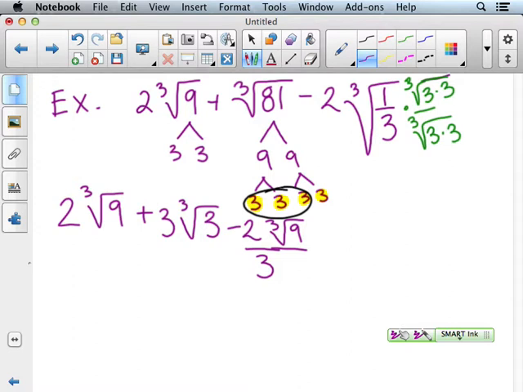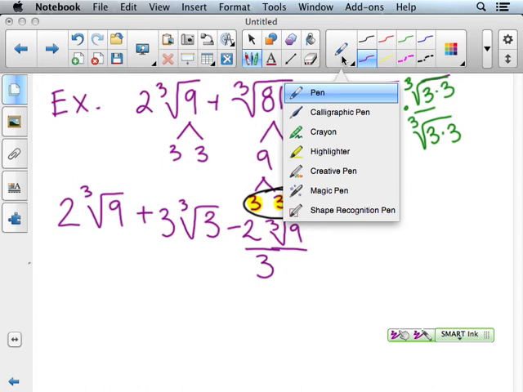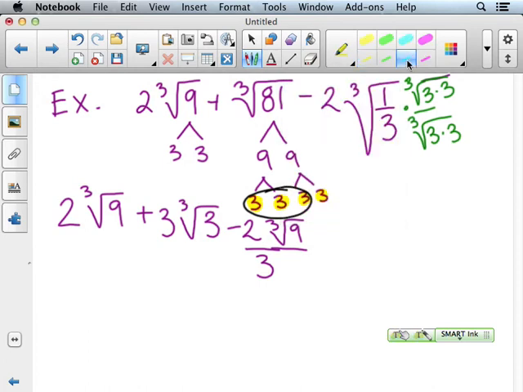In order to add and subtract, we need to have the same index and the same radicand. So our first term has a cube root 9 and our last term is cube root 9. The middle term is cube root 3, so we can't combine those. The ones that we can combine are the first and the last. Good. So now it's a matter of adding 2 and negative 2/3.